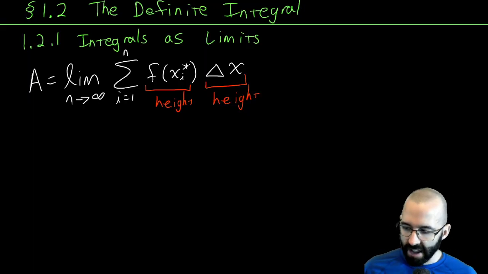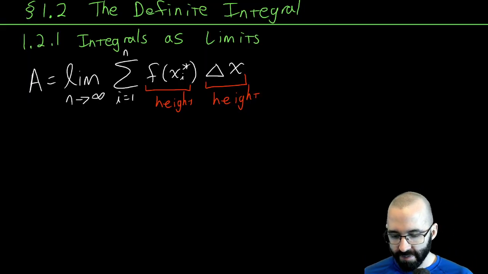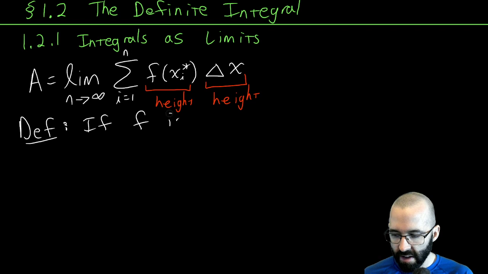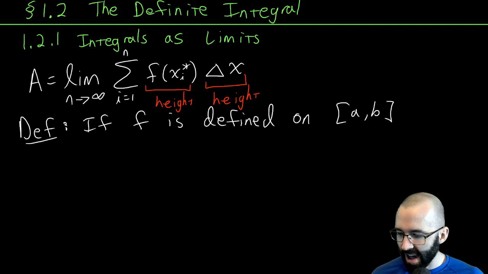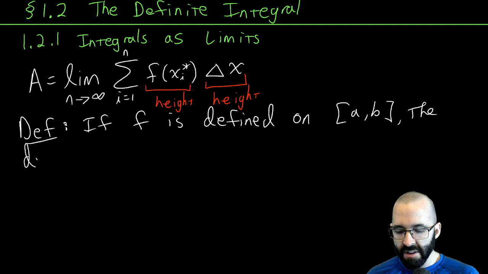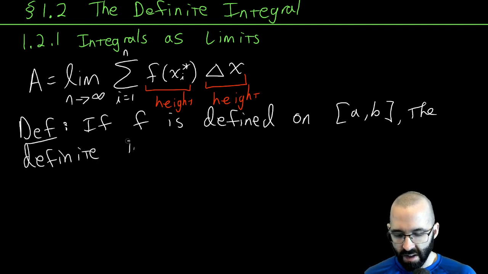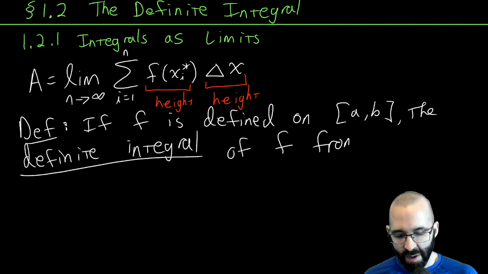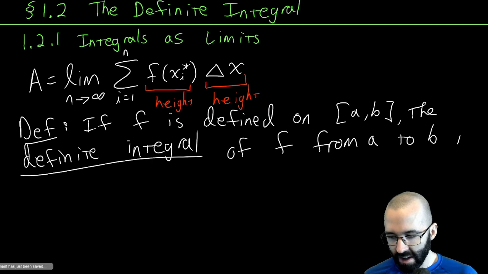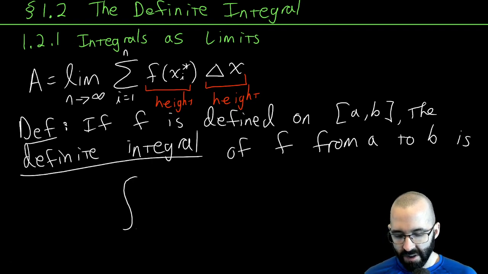So let's really get into the new stuff. We're going to start with a definition. All right. A definition. Let's say f is defined on the interval from a to b. We need that because if it's not defined, well, a lot of weird things can happen. Then we say the definite integral of f from a to b is the integral from a to b.